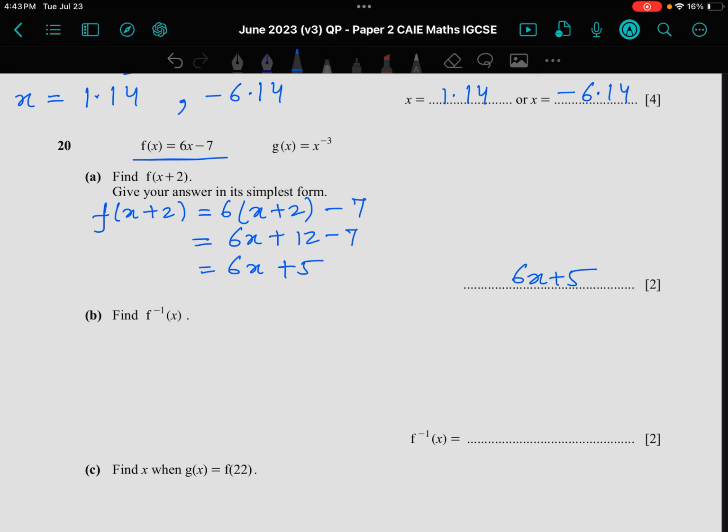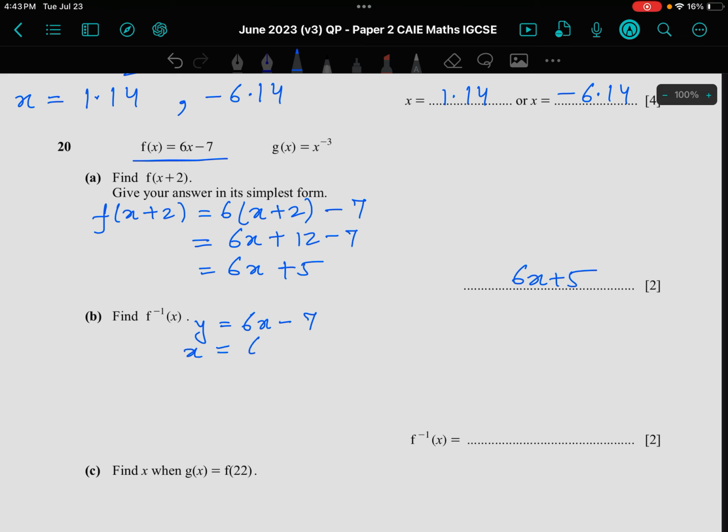Find f inverse of y. Let y is equal to 6x minus 7. Now switch the variables. So x is equal to 6y minus 7. So it implies y is equal to x plus 7 upon 6. It implies f inverse of x is equal to x plus 7 upon 6.